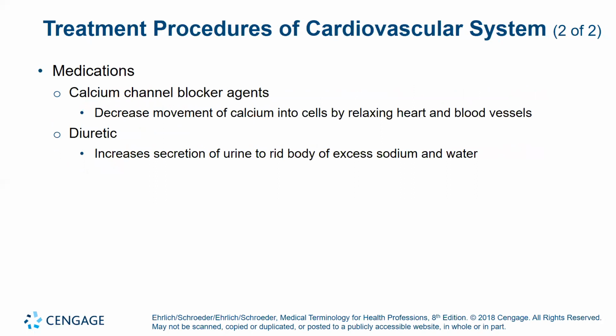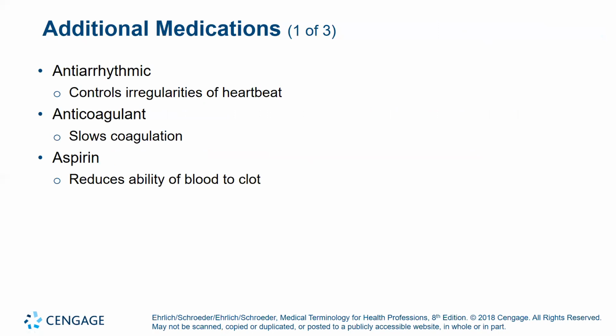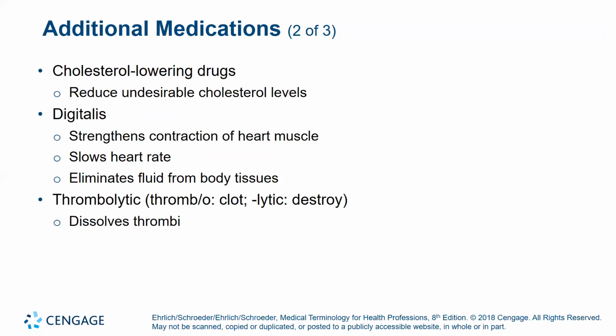They decrease movement of calcium into cells by relaxing the heart and blood vessels, and the diuretic increases secretion of urine to rid the body of excessive sodium and water. Antiarrhythmic controls irregularities of the heartbeat. The anticoagulant slows the coagulation, and then the aspirin reduces the ability of blood to clot. We have the cholesterol-lowering drugs. The digitalis slows the heart rate. And then we have the thrombolytic, which just dissolves thrombi or clots.